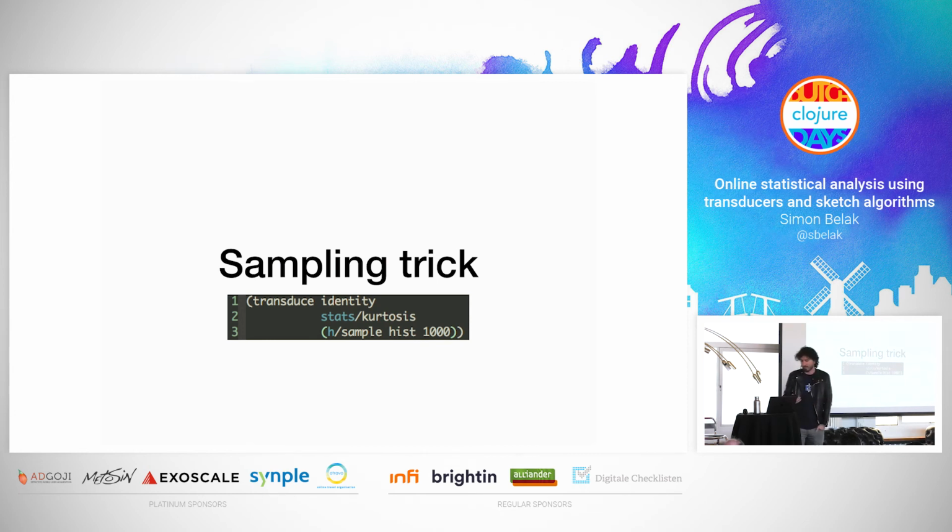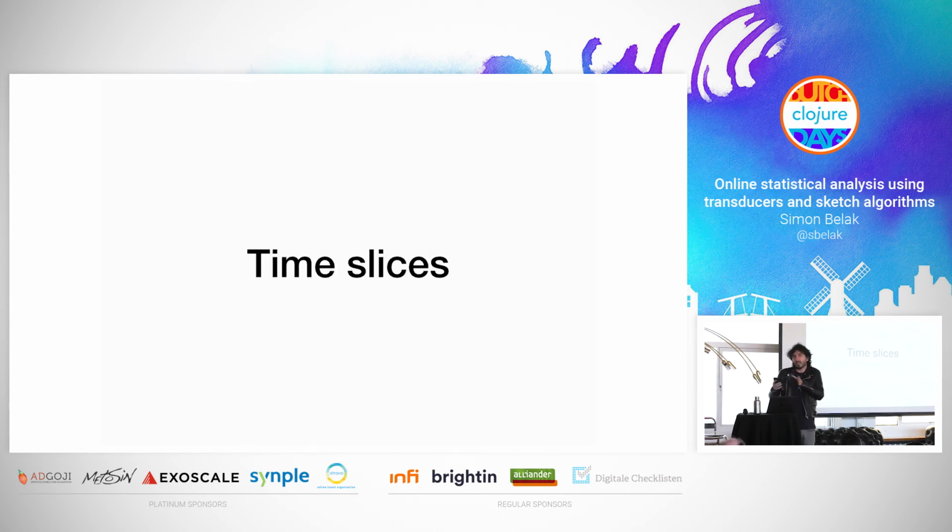The other nice thing you can do is time slices. We already talked about how you can merge histograms and essentially slice your data any way you want and put it into histograms. So one very good thing to do, if you have some kind of time series data, is to collect time slices of maybe an hour or a day, compute various statistics on them, and then look at the trends of how those things change.